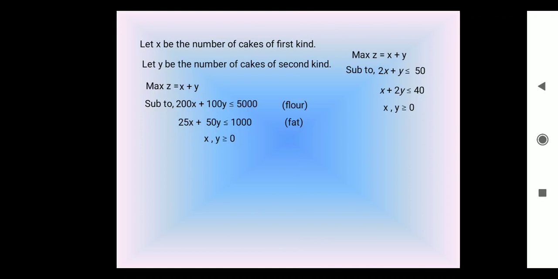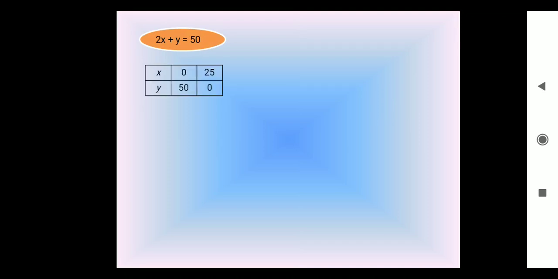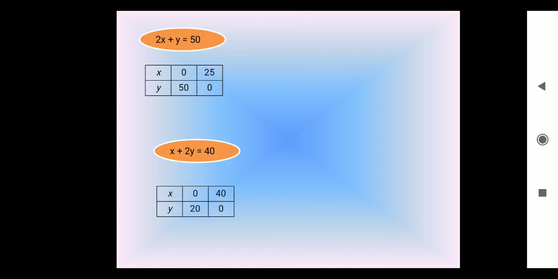Let us find the equalities. The first equality is 2x plus y equal to 50. Finding x and y, the first point is 0, 50. The second point is 25, 0. Considering the second equality, x plus 2y equal to 40, the third point is 0, 20, and the next point is 40, 0. Plot the graph. The first point is 0, 50. The second point is 25, 0.